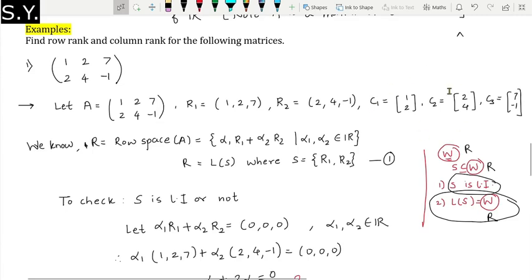Now note another thing for the column space. Now since you can see these are the column vectors in R2, therefore this column space is a subspace of R2. So therefore what will be the maximum rank of the column space?